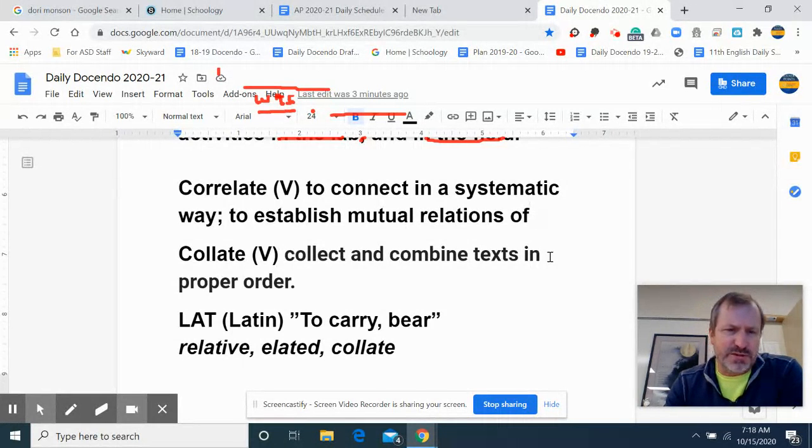Collate is another verb, and that's to collect and combine texts in proper order. So you collate documents. And those come from Latin, to carry, to bear. So relative, elated, collate, correlate, all those relate to that idea.